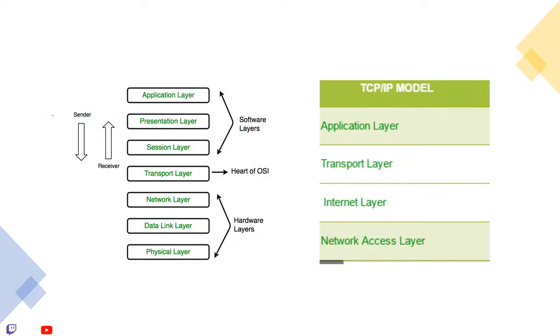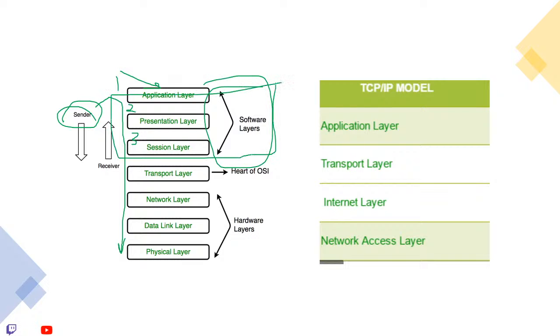So every time we send anything, it gets sent like this. First of all it goes to the application layer, then to the presentation layer, and then to the session layer. These 3 layers are the software layers.